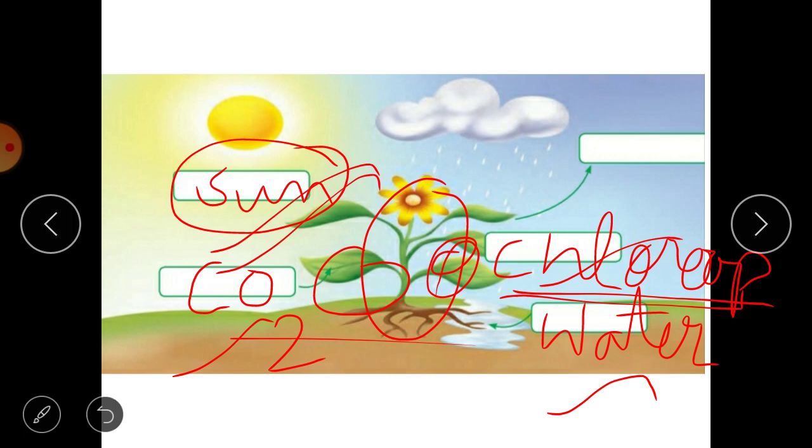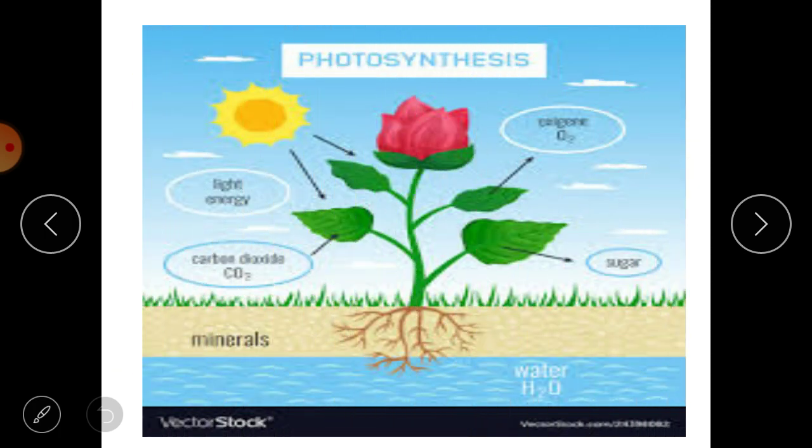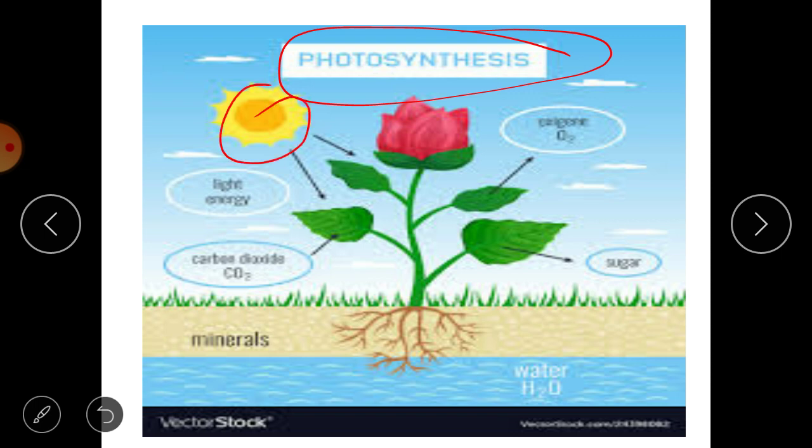So this diagram is clear, and this arrow shows that by the process of photosynthesis, oxygen is given out by the leaves. Now let's have a look at one more diagram. In this diagram you can see the process of photosynthesis, in which light energy is provided by the sun.